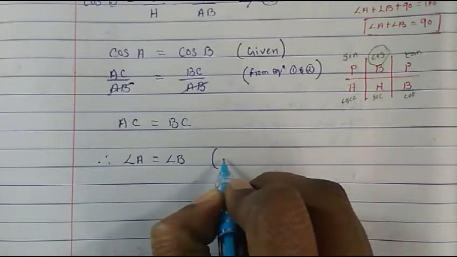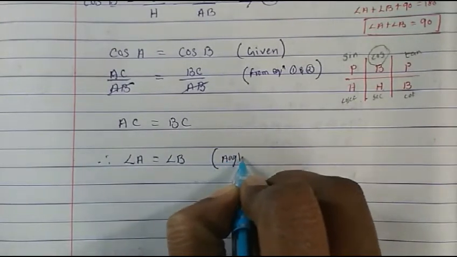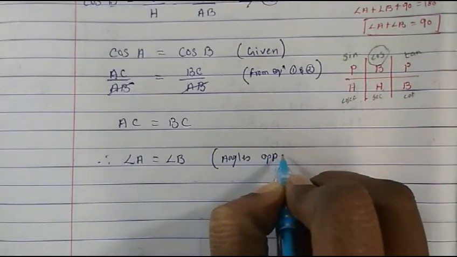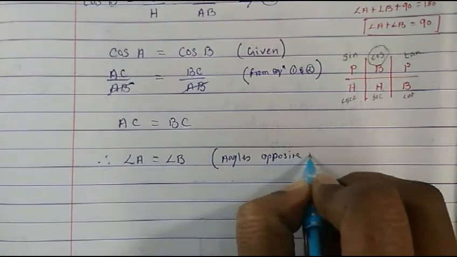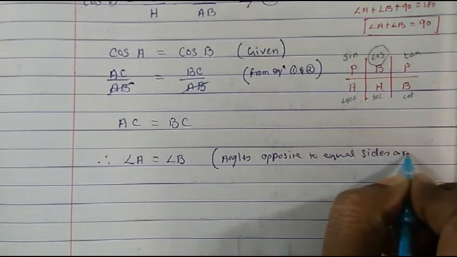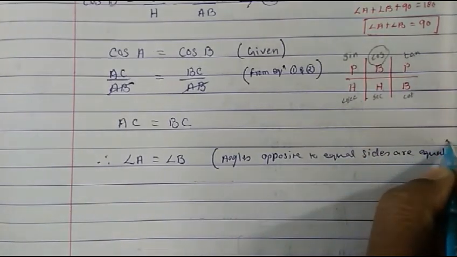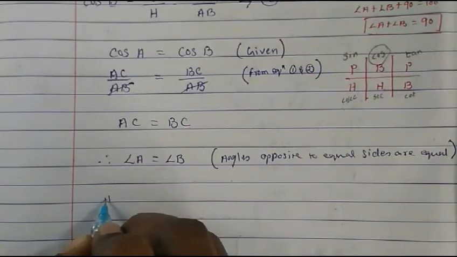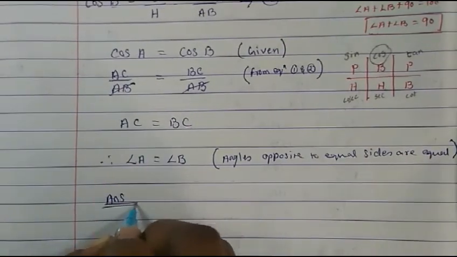Why? Angles opposite to equal sides are equal. Okay, that's our answer. That's it.